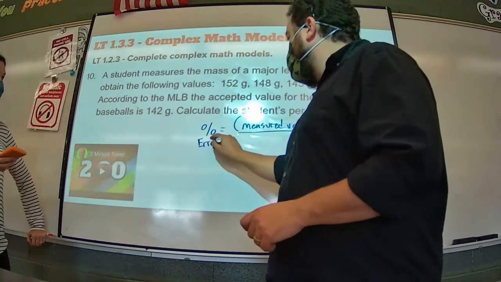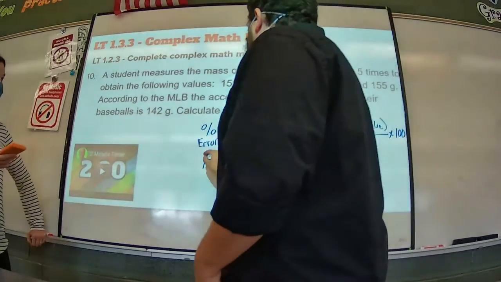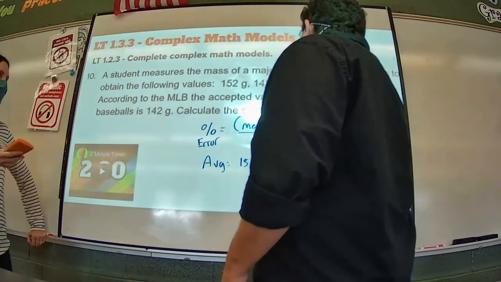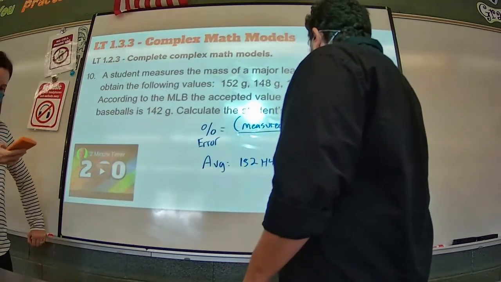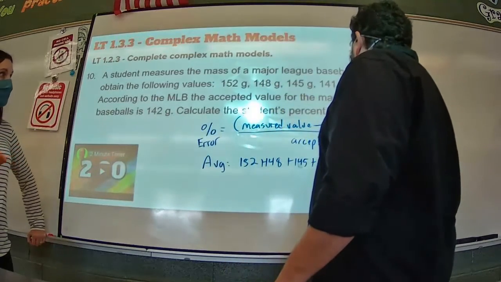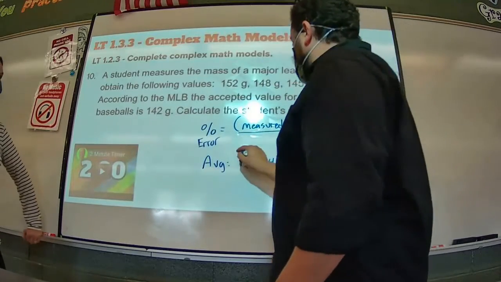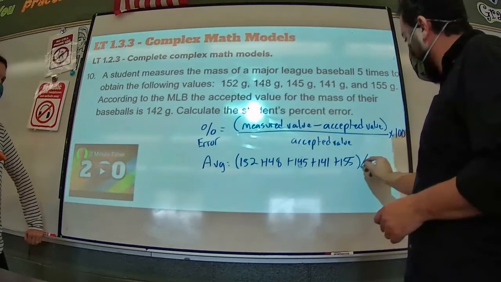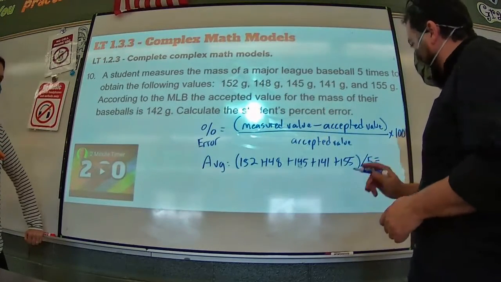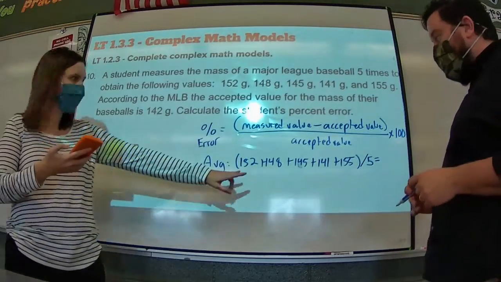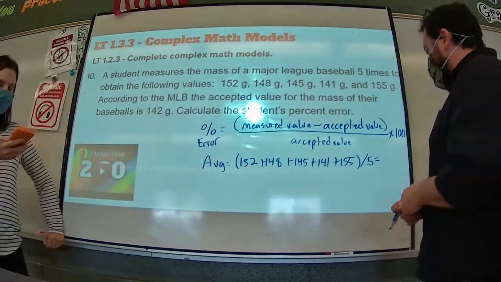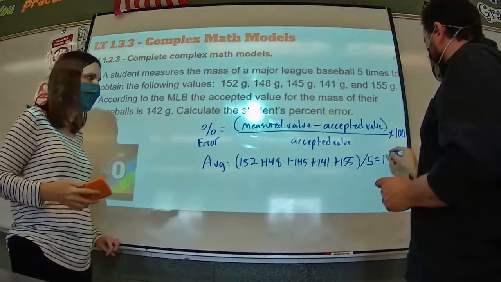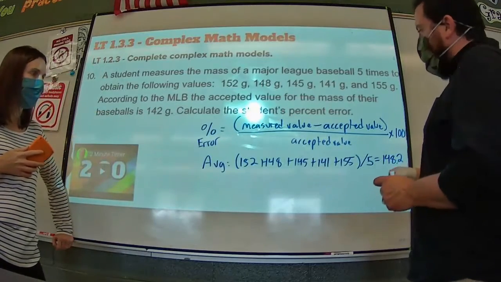So the way that you get an average is that you take the numbers and you add them together. So 152 plus 148 plus 145 plus 141 plus 155. So we take all those measurements, we add them together, and then we divide them by the total number of numbers. So there were 5 measurements that were made. So we're going to divide that by 5. So if we add these all together, it comes out to 741. And we're going to take 741 and divide it by 5. And we get 148.2. So 148.2 came from measurements.